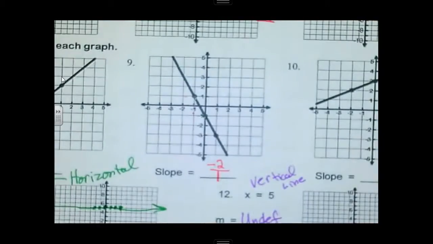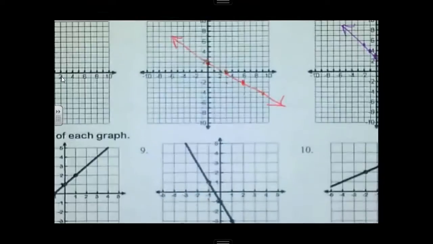Wait, which one is that? Number 9. Oh, okay. So number 8, we just put the number 1.